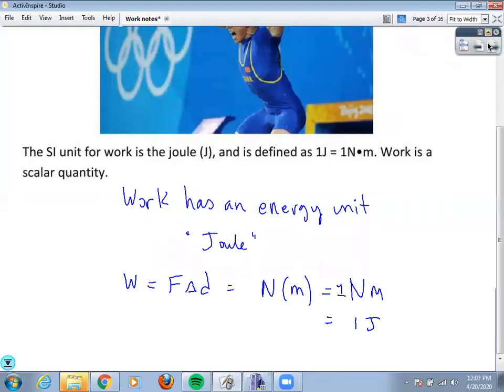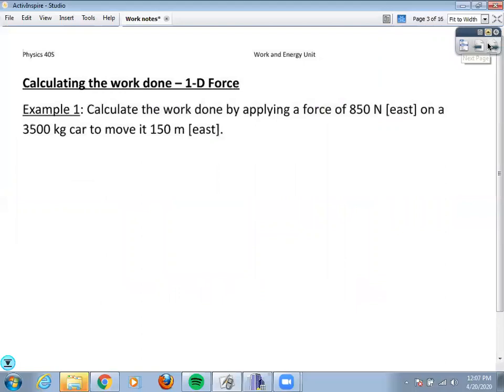So moving on. Some examples of calculating the work done for a one-dimensional force.